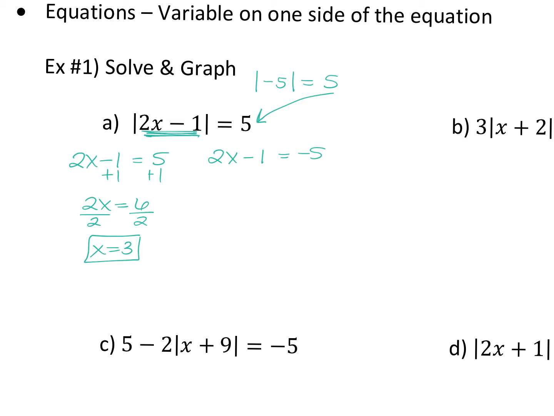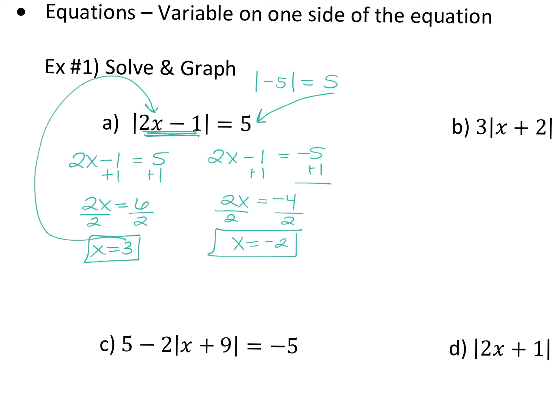Okay? The second equation, add 1, and we get 2x equals -4, and then divide by 2, and we get x equals -2. Okay? Now, plug those back in. If I plug a 3 in right here, I get 2 times 3 is 6, 6 minus 1 is 5, and the absolute value of 5 is 5. True statement, right? Plug in the negative 2.